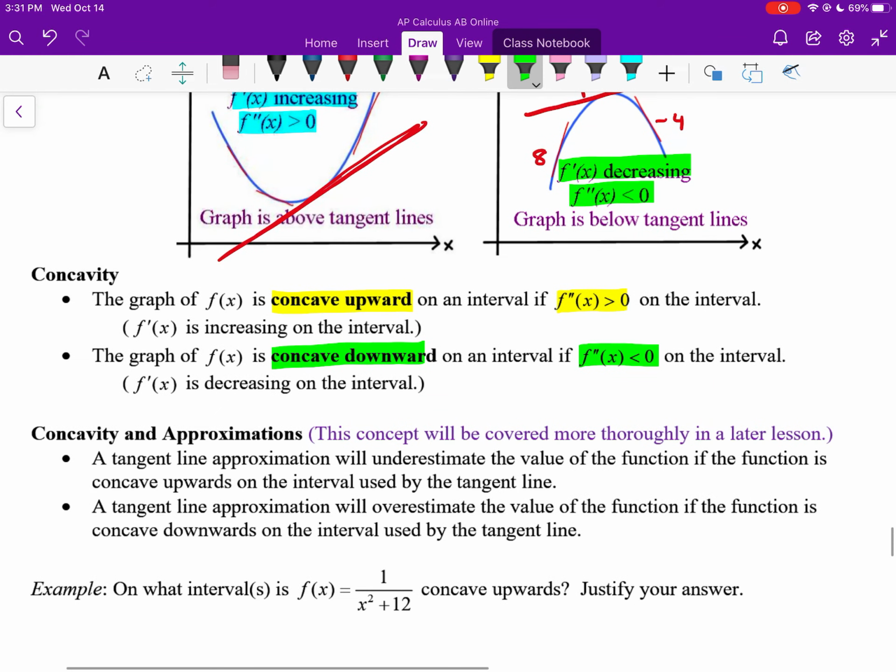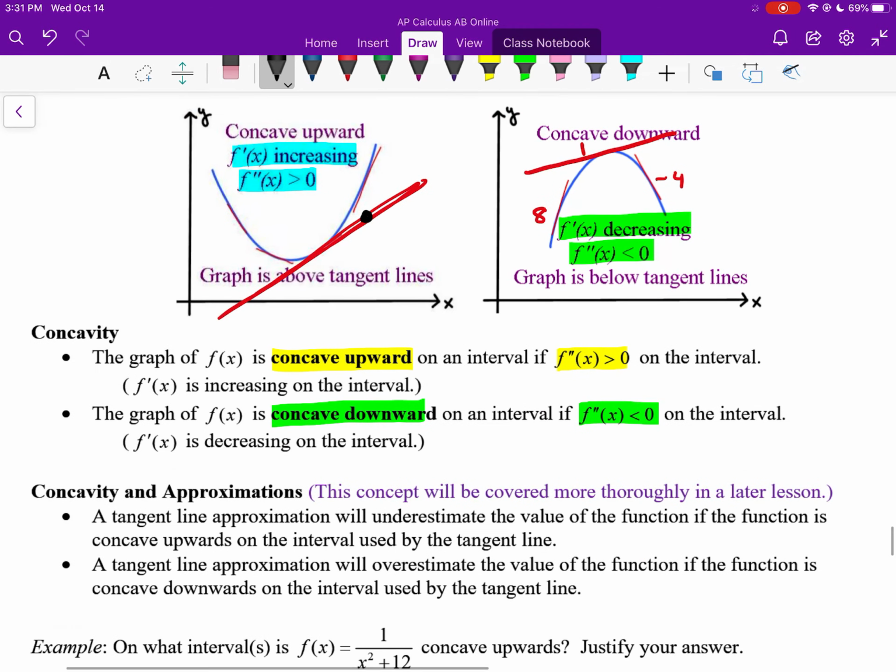When we talk about concavity and approximations, this will show up on your AP test. We're going to cover this concept more thoroughly in a later lesson, but just look through the logic of this. A tangent line approximation will underestimate the value of the function if the function is concave upward on the interval used by the tangent line. If you look at this particular tangent line, notice that the graph is always above that tangent line. If I'm using the tangent line to make an approximation, say at this x coordinate, the y value that I get would be less than the true y value, and my approximation would be an underestimate.